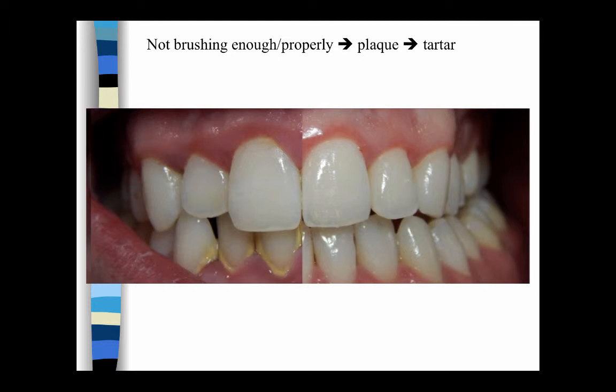If you can't scrape it off and you leave it, especially behind your teeth, where it's really hard to get to those spots, it hardens into almost like a cement. And that's when you get tartar. Tartar is just really hard plaque.